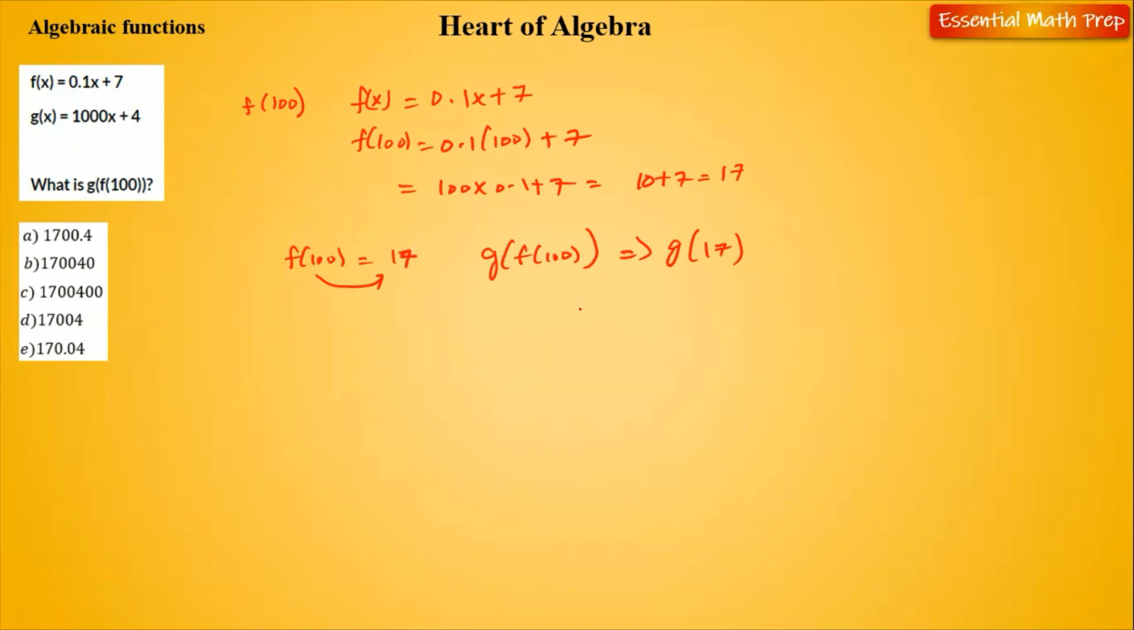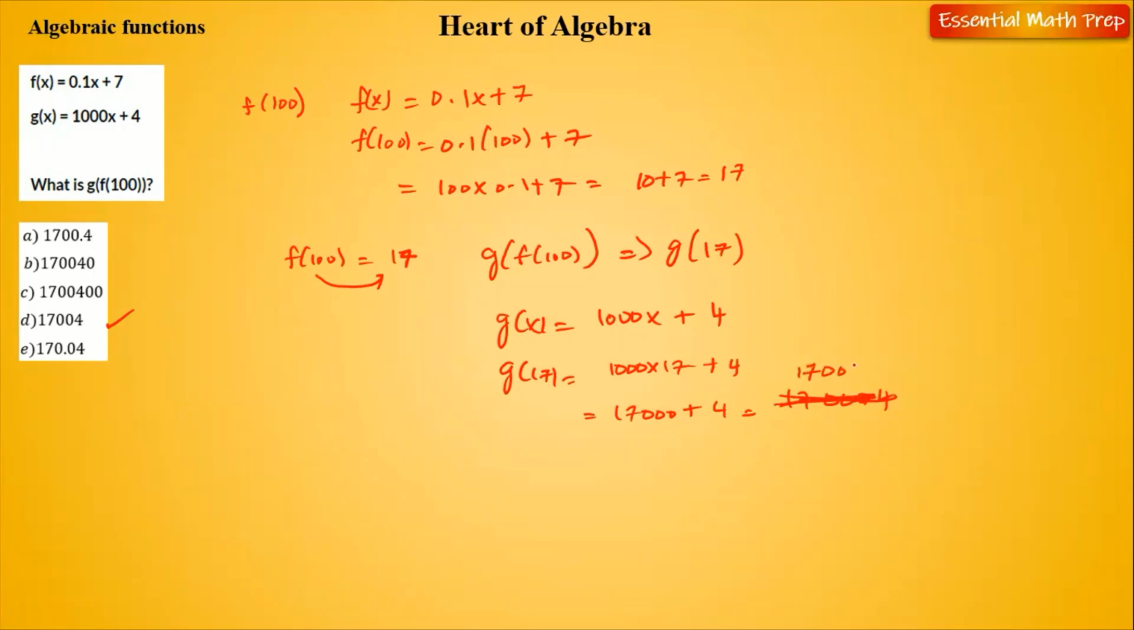Okay. So that means G of x would be 1000x plus 4. So G of 17 would be 1000 times 17 plus 4, which is 17,000 plus 4, which is 17004. Choice D is the correct answer. Sorry, did I add an extra 0? Let me rewrite all of this. 17004.